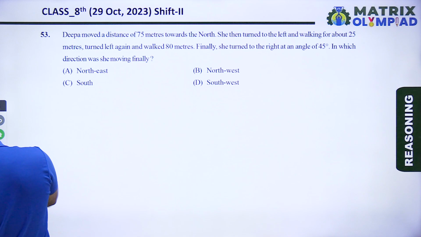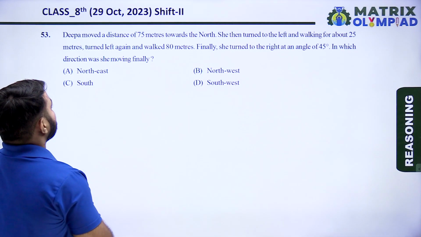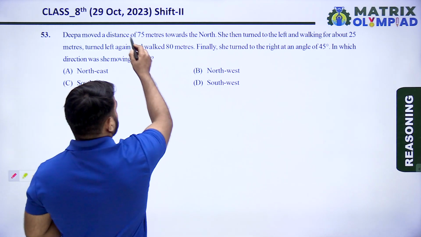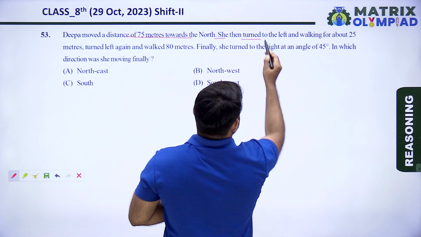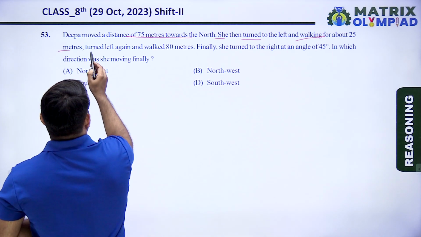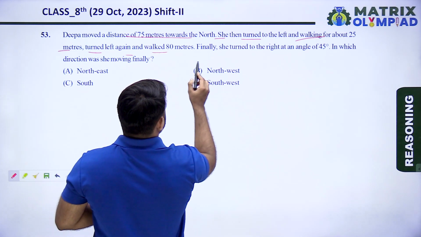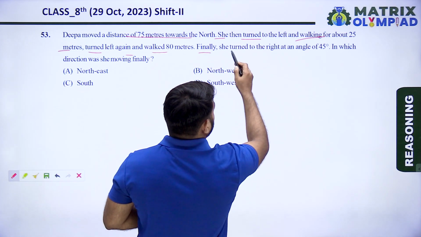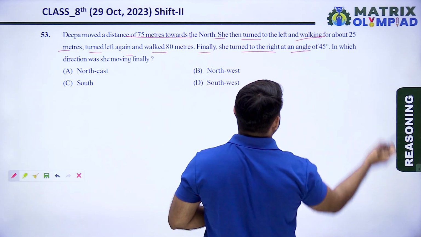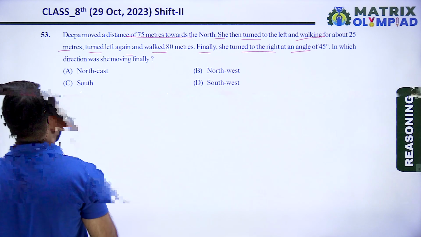The next question is question number 53. Deepa moved a distance of 75 meters towards the north. She then turned to the left and walked for about 25 meters, and then turned left again and walked 80 meters. Finally, she turned to the right at an angle of 45 degrees. In which direction was she moving finally?